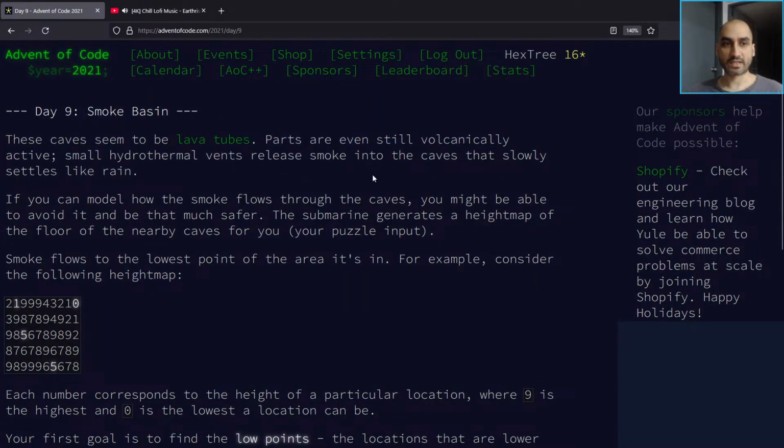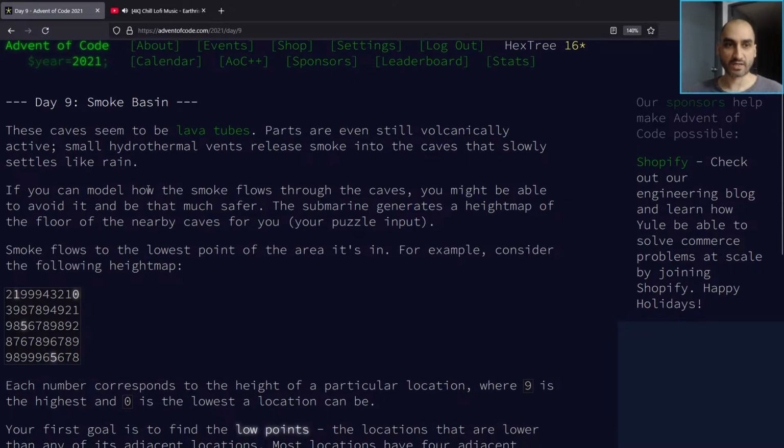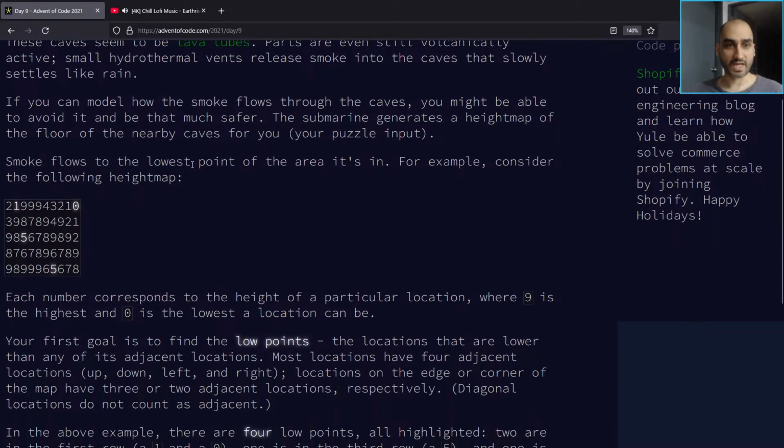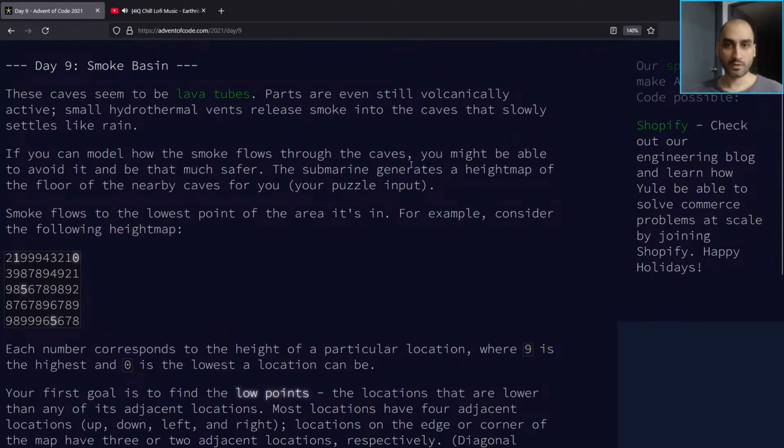Parts are even still volcanically active. Small hydrothermal vents release smoke into the caves that slowly settles like rain. If you can model how the smoke flows through the caves... Ooh, we've got a flow problem. You might be able to avoid it and be that much safer.